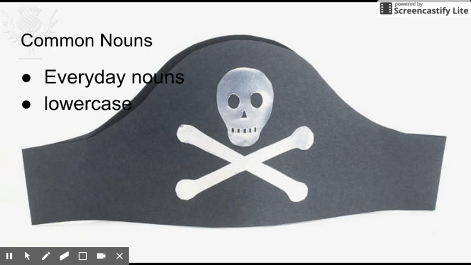Now, there's two kinds of nouns that we're going to be talking about. The first one are called common nouns. Common nouns are everyday nouns. If an item is common, you can find it anywhere. We know items are common or everyday by the way we write them down. They have lowercase letters at the very beginning. This shows your readers that the noun is something you could find anywhere. It's not particularly special.